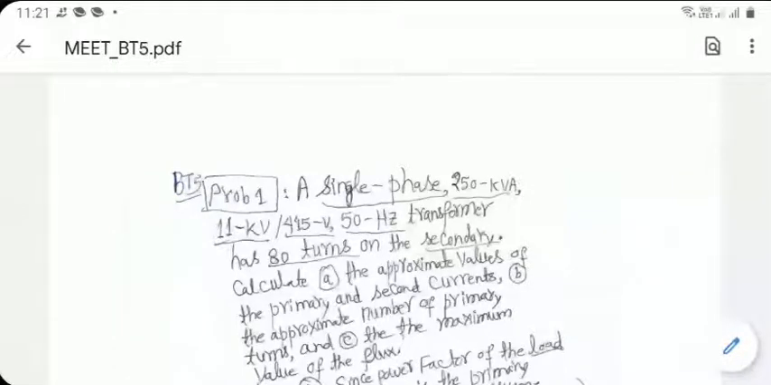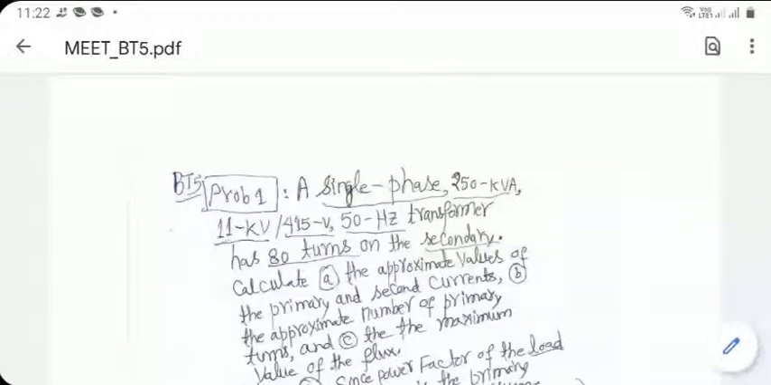So, first of all, there is no information about losses in the transformer. If that is the case, you assume the transformer to be lossless by default. Okay. So part A is quite straightforward. We will assume power factor equal to 1 because losses are negligible.